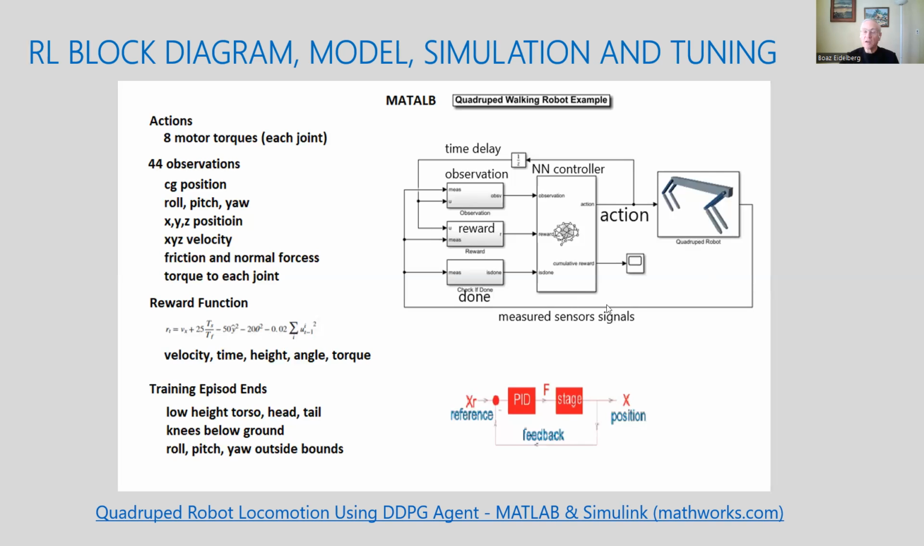The episode in the training process, where they are trying to optimize the neural network parameters, will end when the height of the head, the tail, and also the torso is too low, when the knees are below the ground, meaning that the robot actually fell down, and when the roll, pitch, and yaw are outside the maximum values that are allowed.